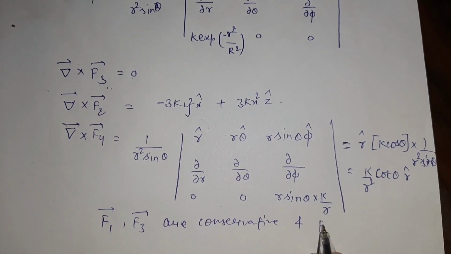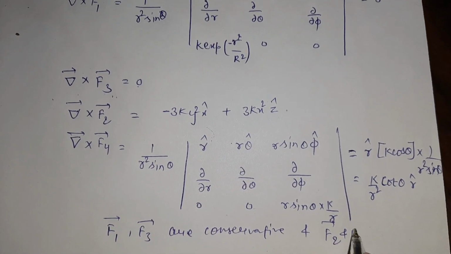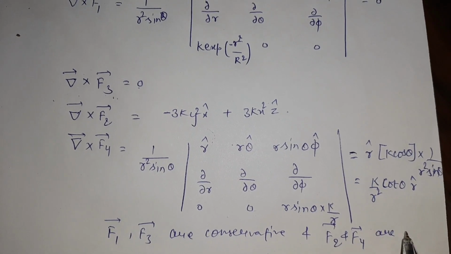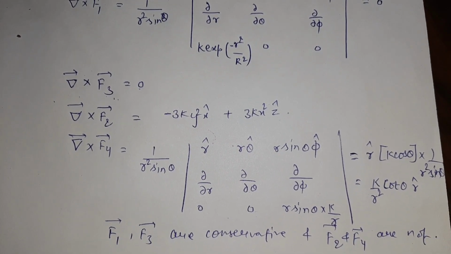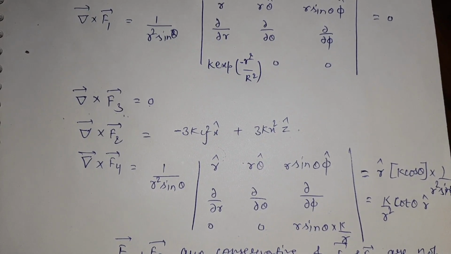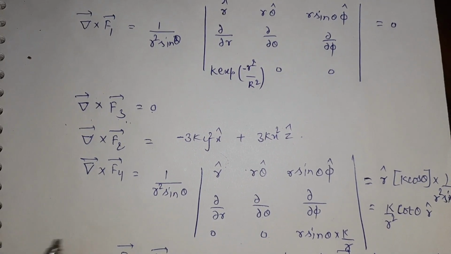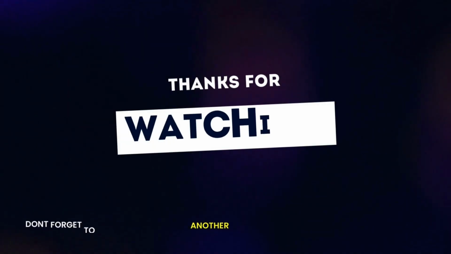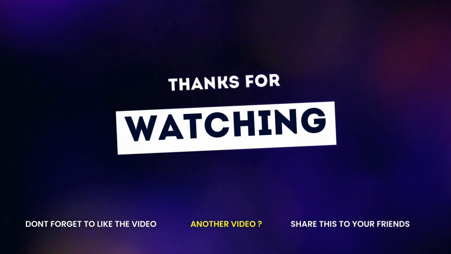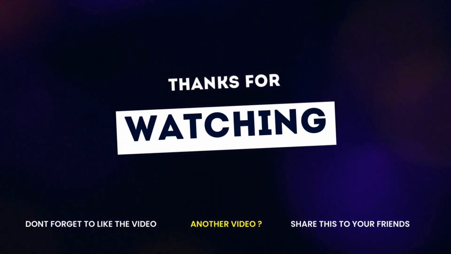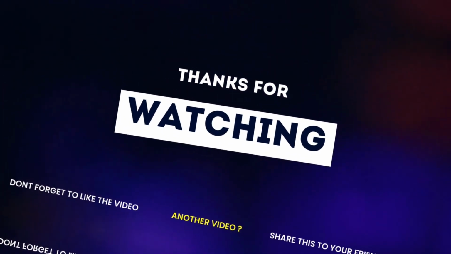and the rest, that is F2 and F4 vector, are the non-conservative forces. Okay, so which option will be the correct option? I think option number D. Option number D is the correct one. We will discuss the remaining questions in our next part. Thank you.